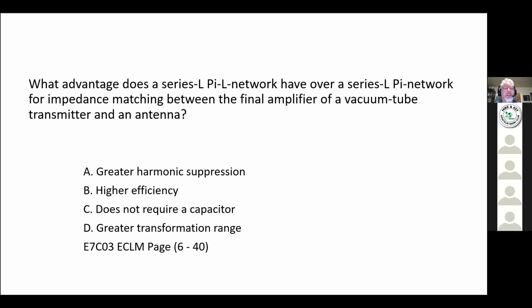What advantage does a series L pi L network have over a series L pi network for impedance matching between the final amplifier of a vacuum tube transmitter and an antenna? A, greater harmonic suppression. B, higher efficiency. C, does not require a capacitor. Or D, greater transformation range? Correct answer is alpha, greater harmonic suppression.